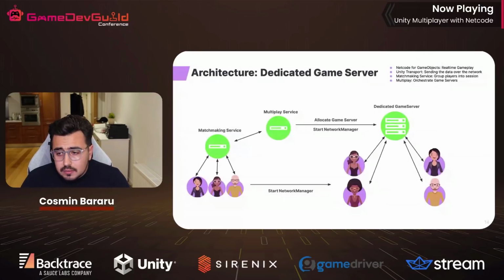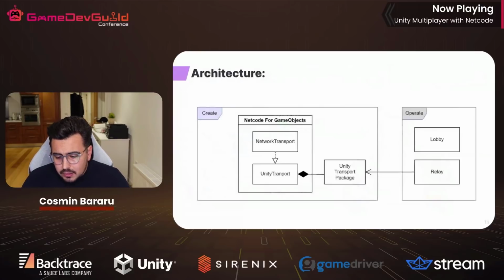Now, here you can see a diagram to better understand how Netcode for GameObjects, Unity Transport, as well as the lobby and relay work together. It's important to highlight that Netcode for GameObjects features a modular transport interface so that any third-party transports, such as Steamworks, for example, can be used as long as the interface contract is respected.